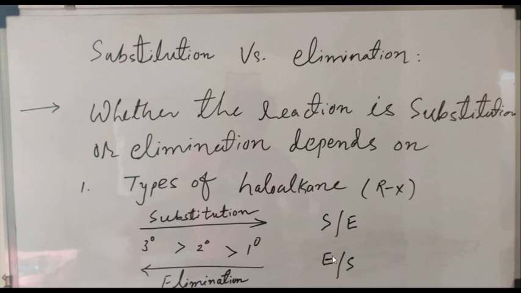So here the elimination product is dominant over the substitution product. If you move from tertiary haloalkane toward the primary haloalkane, the substitution product increases over the elimination product. So the first important factor is the structure of the haloalkane. Tertiary haloalkane exclusively undergoes the elimination reaction. In the case of primary haloalkane, at low temperature, it undergoes the substitution reaction.